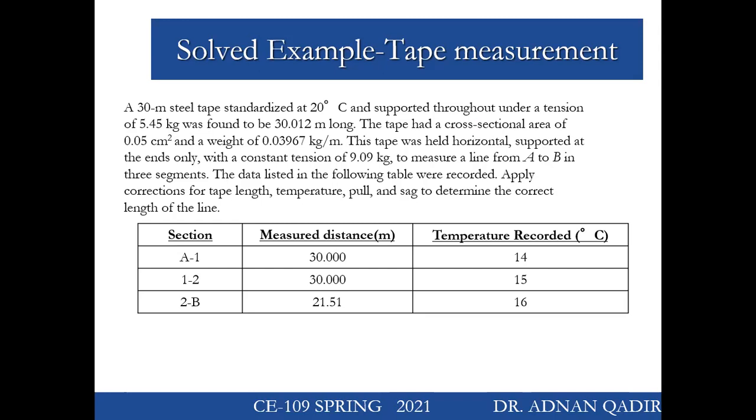So actually from A to B, the distance measured is 81.5 feet. And from A to 1, the first peg, obviously 30 meter, temperature about 40, 1 to 2, 15, and 2 to B, 16. So you have to apply correction in segments and then accumulate them to get the total correction in the end. So let's do it.